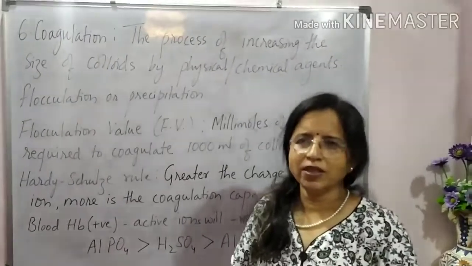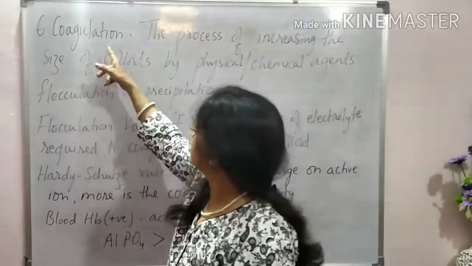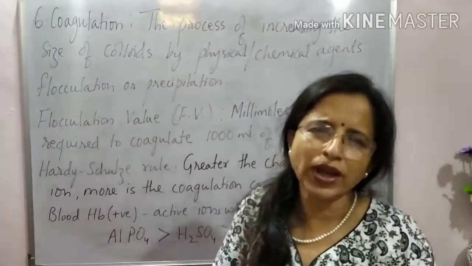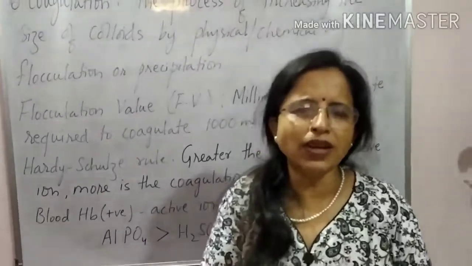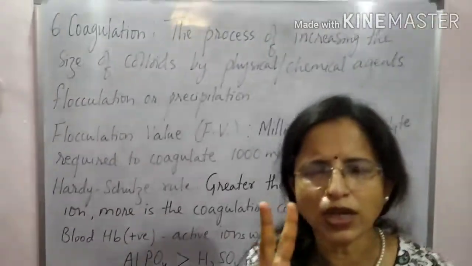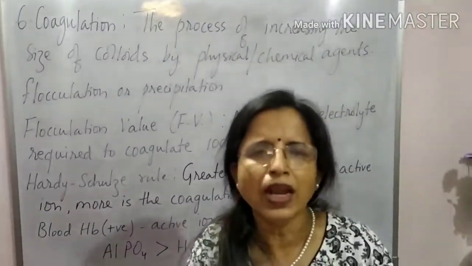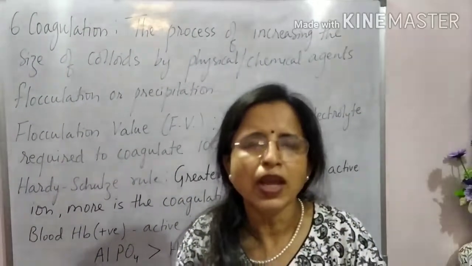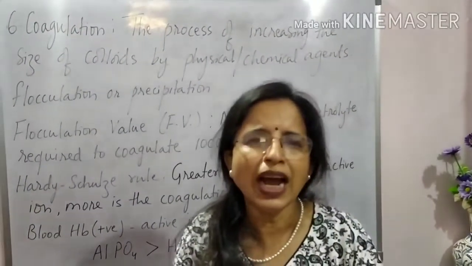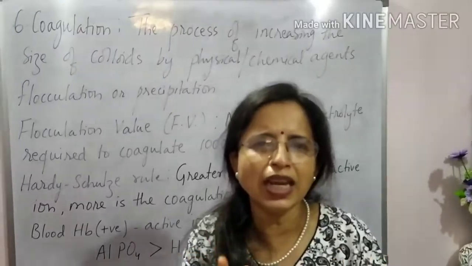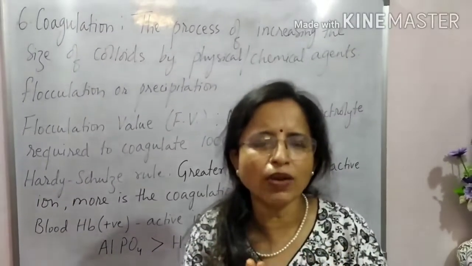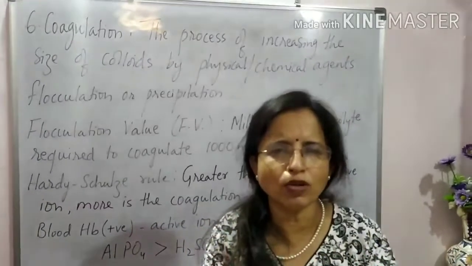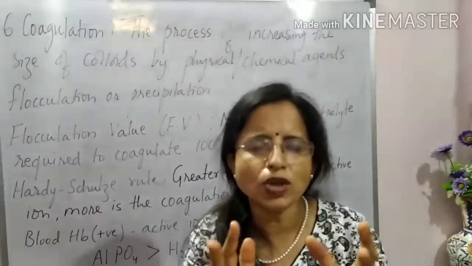And the next property is the coagulation property. The most important property of colloids is the coagulation property. As we have discussed earlier, there are two types of colloidal system: lyophobic and lyophilic. Lyophobic colloids are unstable, they can easily coagulate. Easily coagulate means the dispersed phase and dispersion medium separate quickly. That property is called coagulation.